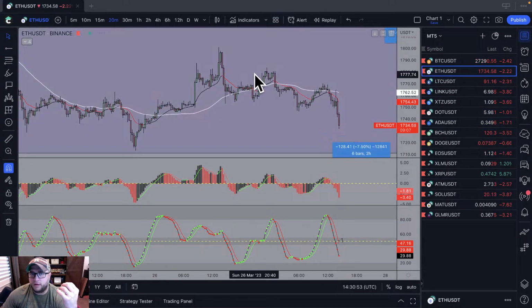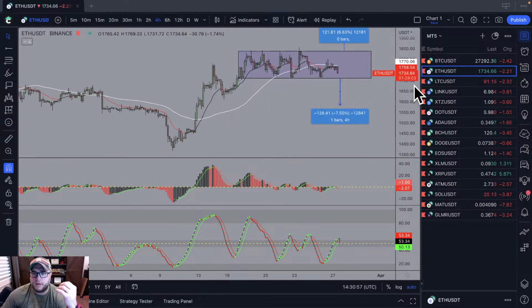And the Ethereum one, if that does break down past that, that's a 7.5% movement. So if you break down below this rectangle, wait for it to retest and make sure that it doesn't go back in there, and it will dip on you again. So yeah, we'll wait for these.